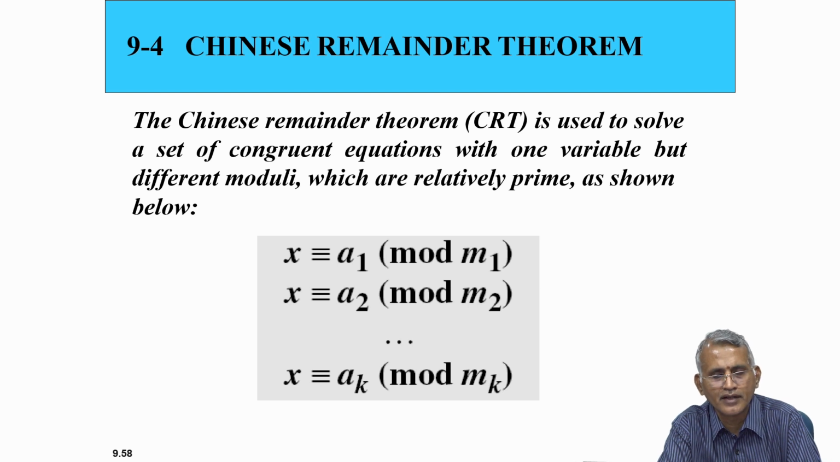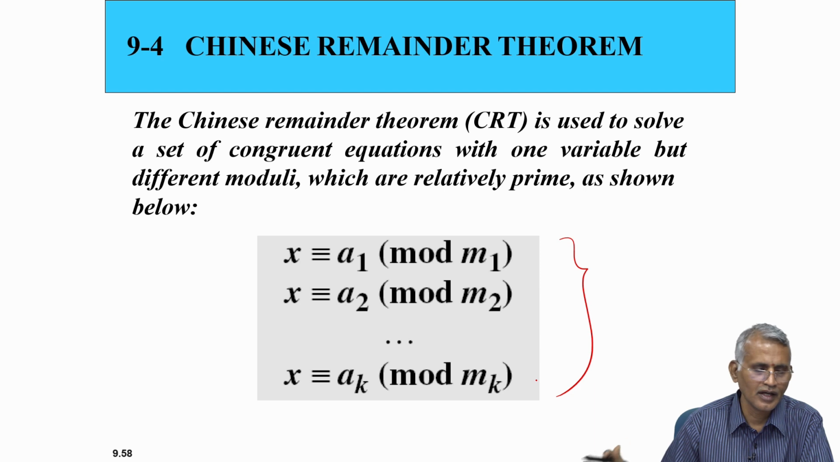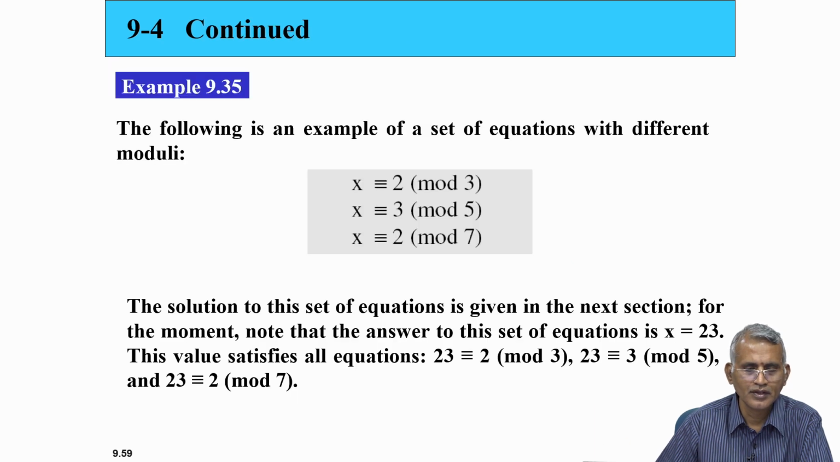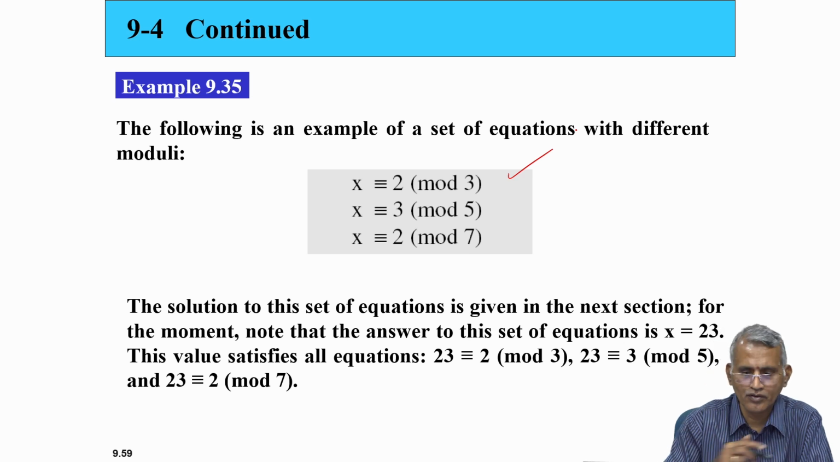The Chinese remainder theorem is used for a set of congruence equations in one variable, but with different moduli which are relatively prime, as shown below. The following is an example of equations with different moduli: x is identically equal to 2 under modulo 3, x is identically equal to 3 under modulo 5, x is identically equal to 2 under modulo 7.